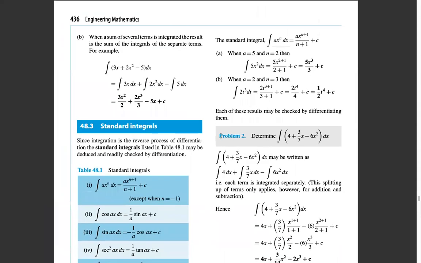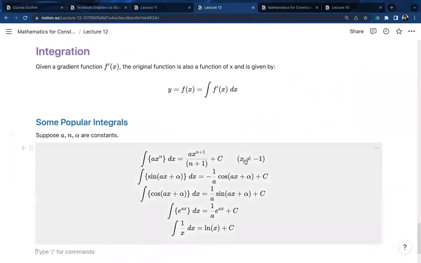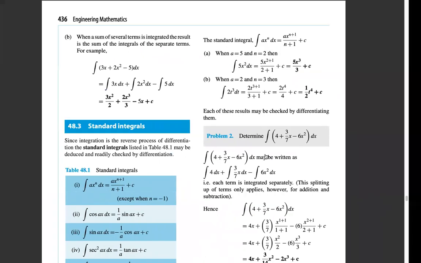Well, for 5x squared, we use this formula here. I highlighted this ax to the n here, if you see my mouse moving. So we compare 5x squared: a is 5 and n is 2. So integrate 5x squared, you get 5x cubed over 3 plus c. C is some constant of integration. Some books use c, some books use k. We use c, the capital C at the end.